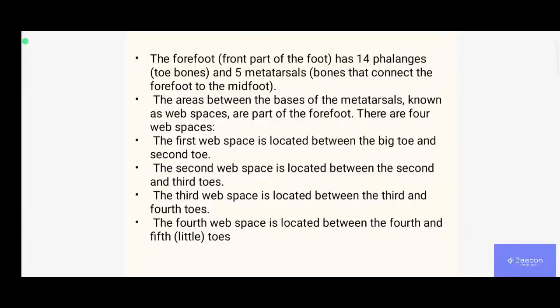The first web space is located between the big toe and second toe. The second web space is located between the second and the third toes. The third web space is located between the third and the fourth toes. The fourth web space is located between the fourth and the fifth toes.